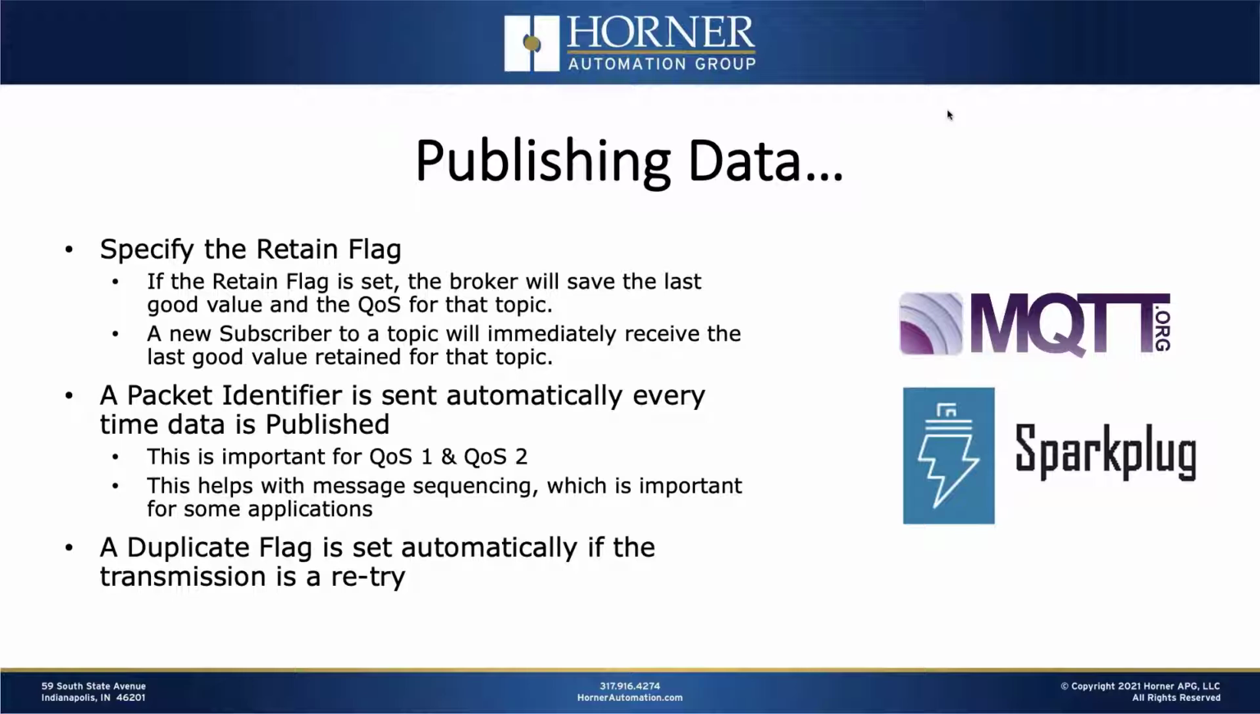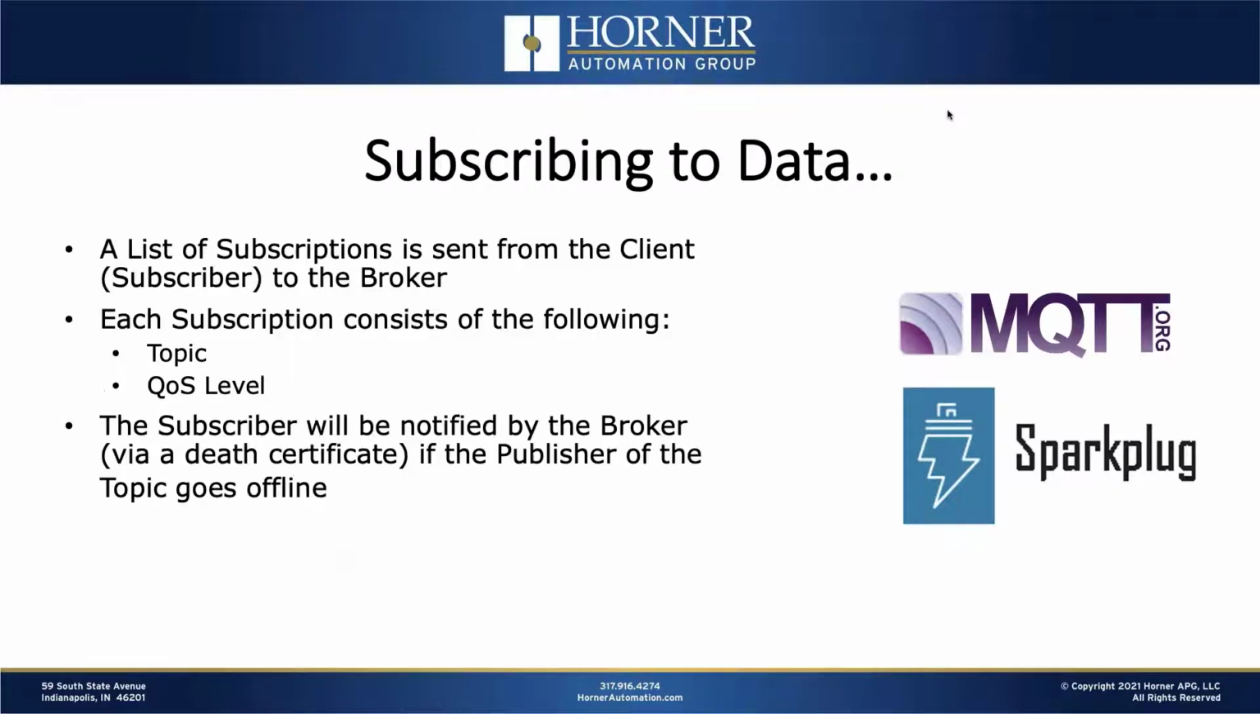And then a couple other things in regards to the duplicates I talked about with duplicate messages. Packet identifiers are sent every time data is published, which is really important for quality of service 1 and 2. And if there's ever any duplication because of a retransmission, there's also a duplicate flag. Those are probably some details that aren't all that important to most of you.